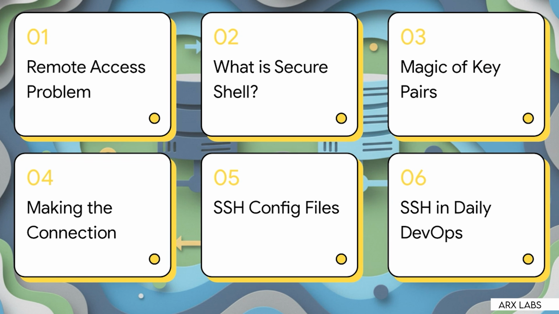Here is the mental map for our explainer today, so you know exactly what we're going to cover. First, the remote access problem. Second, what is secure shell? Third, the magic of key pairs. Fourth, making the connection. Fifth, important SSH configuration files. And lastly, SSH in daily DevOps.